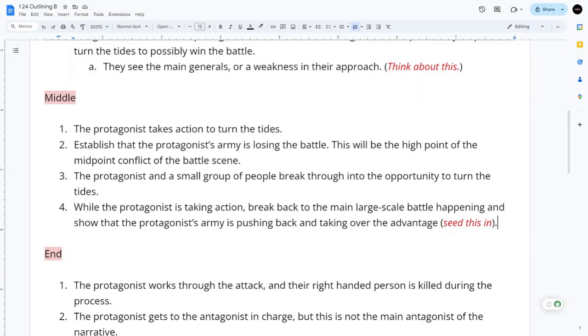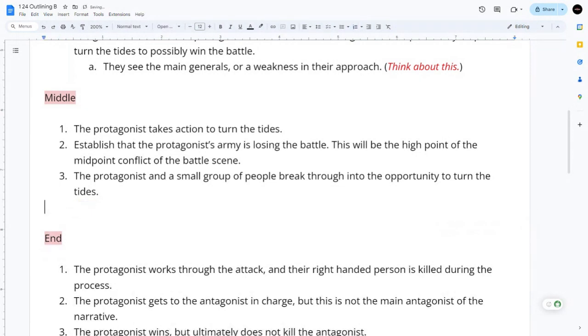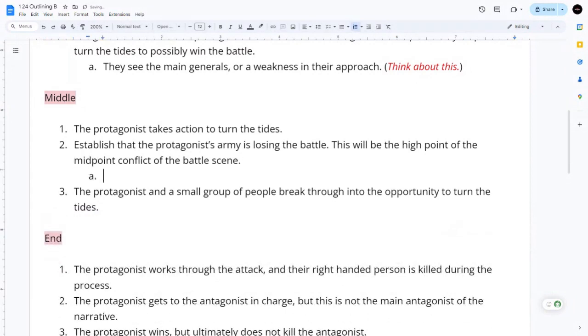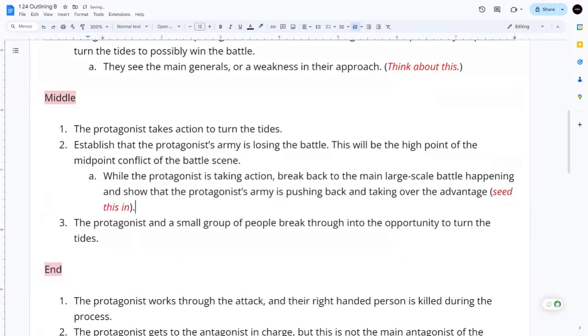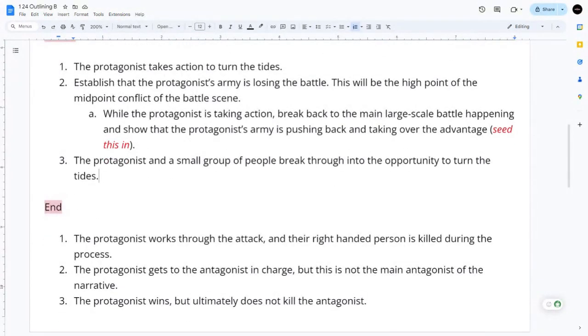So anyway, with that said, I have to establish that the protagonist's army is losing the battle. This will be the high point of the midpoint conflict, which means I could actually do this, because this is basically what that is, but we'll have that right there, okay? And then the protagonist and a small group of people break through into the opportunity to turn the tide. So that's how it would end. We'd show that the chapter ends with them breaking through, and now they're like, well, I want to see what happens. And you're like, well, you got to keep reading.